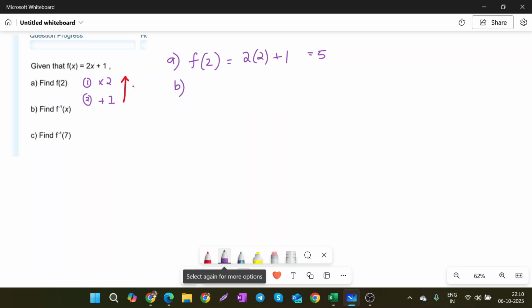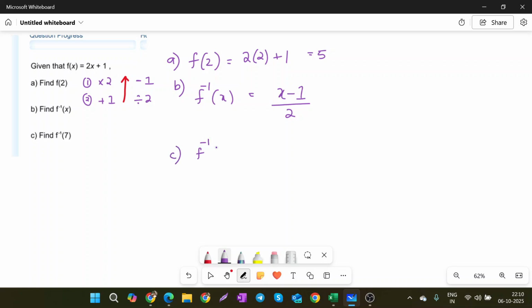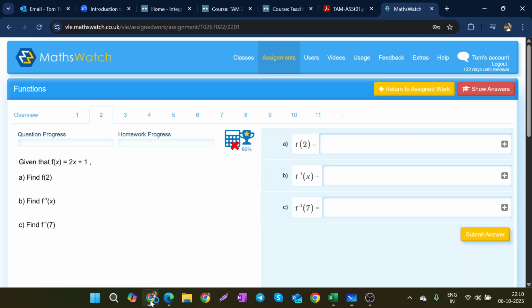To undo a plus 1, we're going to go minus 1. To undo a times 2, we're going to divide by 2. So if I have f inverse as my machine and I start with an x, the first thing I undo is the plus 1, which is a minus 1, and then I undo the times 2 with a division by 2. So that's B. For part C, we need to find f inverse of 7. That will be 7 minus 1, divided by 2, which is equal to 3. That seems pretty easy for question number 2.